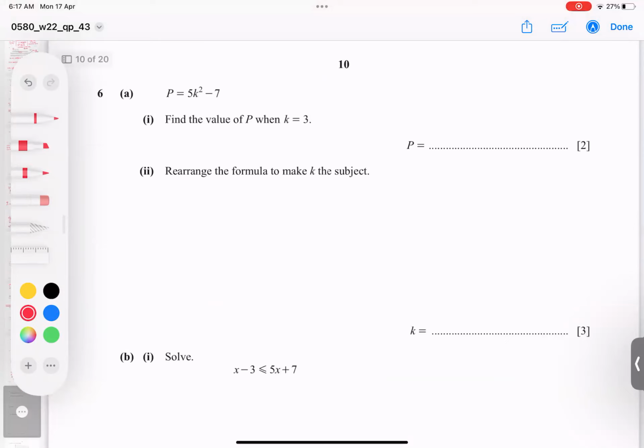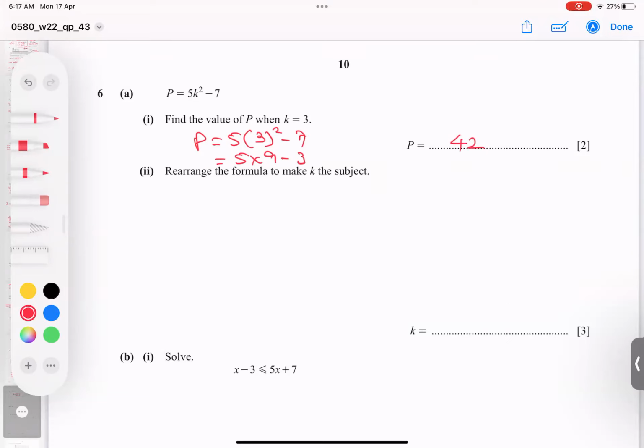Number 6. Find the value P when K is 3. Simply plug in this 3 here. I think piece of cake, 5 times 2, 3 square minus 7. And because it's 2 marks of find, the 5 times 2, 9. So best idea, show working. Because, you know, it's 2 marks. So better to show working. And answer is coming 42.